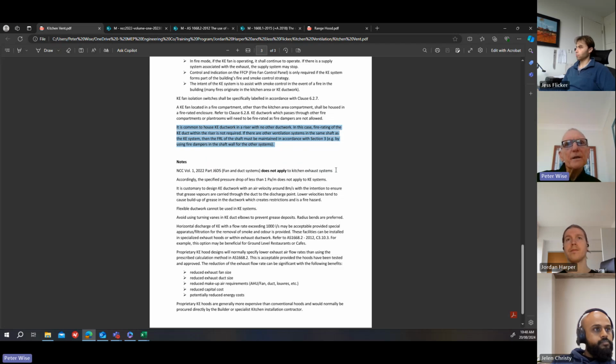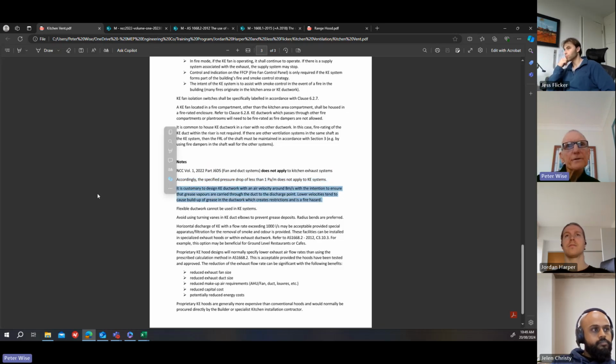Now, just a few extra notes. NCC Volume 1, Section J, fan and duct systems, doesn't apply to kitchen exhaust systems. That's a specific exclusion. You're probably familiar with the requirement for ductwork to have a pressure drop less than 1 Pascal per metre, which you have to take into account when doing your static calculations. That doesn't apply to kitchen exhaust systems, and that's a specific exclusion in the NCC.